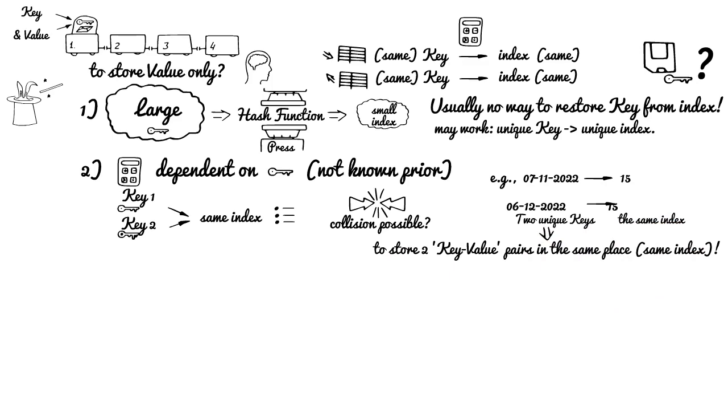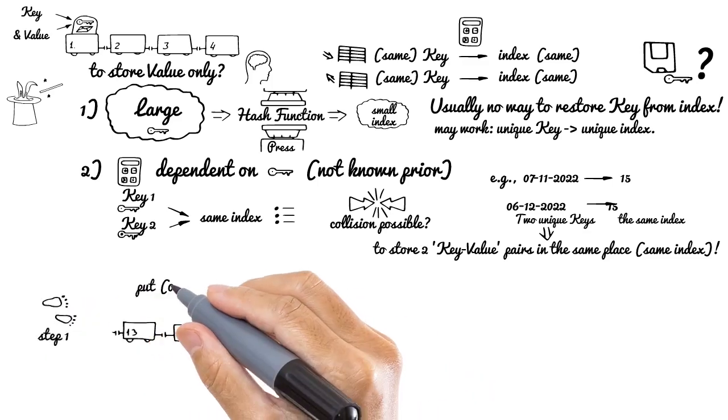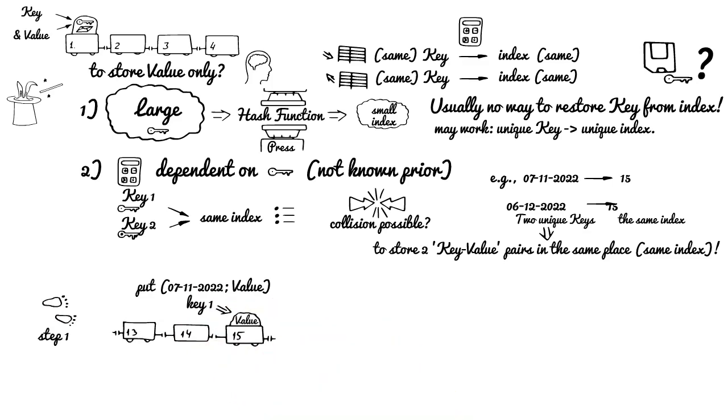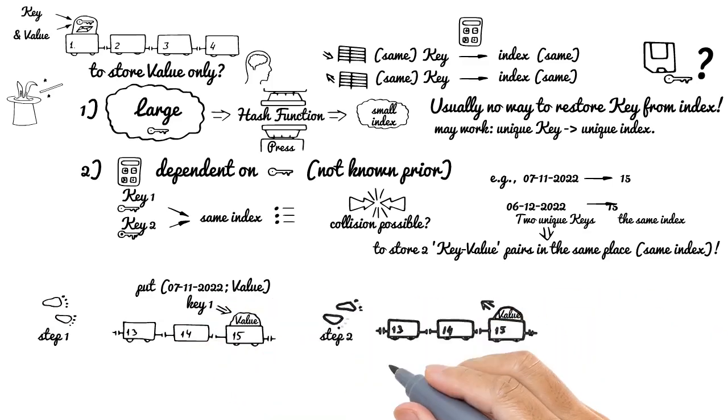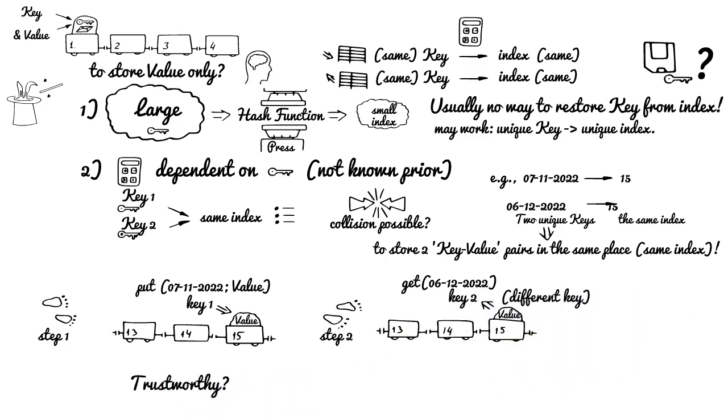Returning to the question, can we skip saving the key? Since you cannot generally restore the initial key from the calculated index, you can put a value for one key and later search for another key which could point to the same index due to a potential collision. Do you think it gives trustworthy search results? Of course not. We need to be sure that we return the value for only the corresponding key. Therefore, we need to store both key and value.